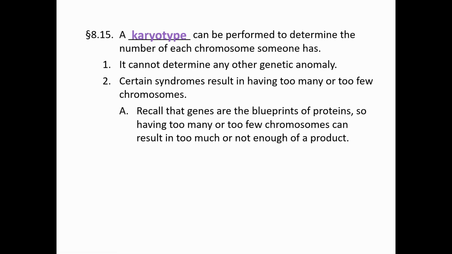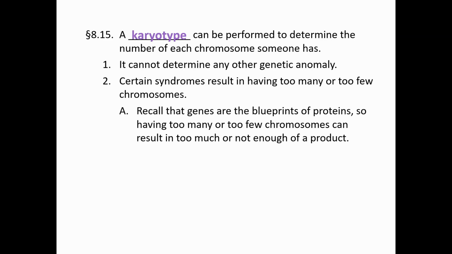Now, one thing we can do with this information, if we're trying to find out some information about a person, is we can do what's called a karyotype. A karyotype is going to help us determine the number of each chromosome someone has. We cannot pick out anything else, so we can't see any mutations or genetic defects or anomalies. We can only look at, do we have the right number of chromosomes? So this would be useful for determining if someone has a trisomy or a monosomy condition. Trisomy meaning there is an extra chromosome, and monosomy meaning there is a chromosome missing.